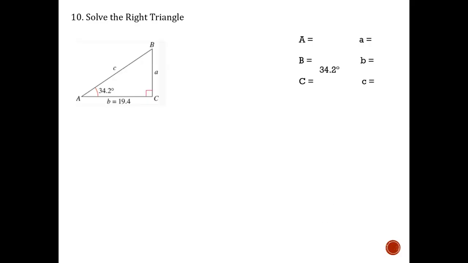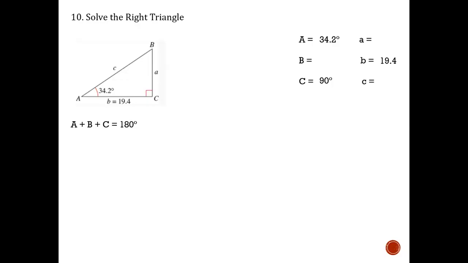They give me angle A, which is 34.2 degrees. They're giving me angle C. Well, they don't give me, but we know that angle C is 90 degrees, and they give me the value for little b. Little b is 19.4. So the first thing that I need to do is get the measurement of angle B. And I'm going to use geometry to solve this, okay?